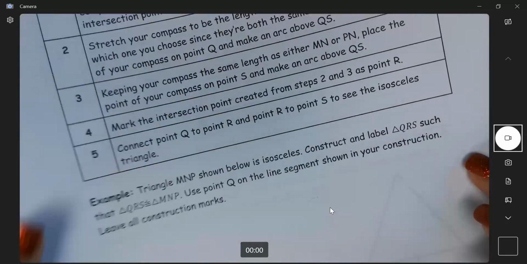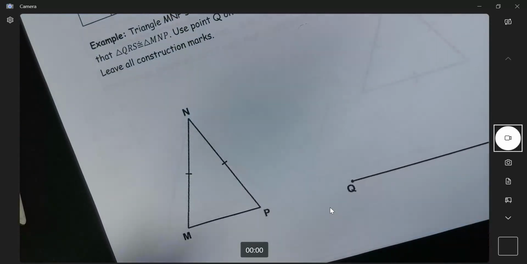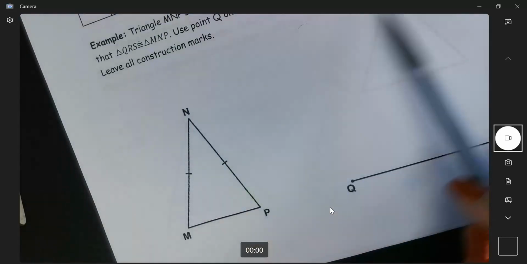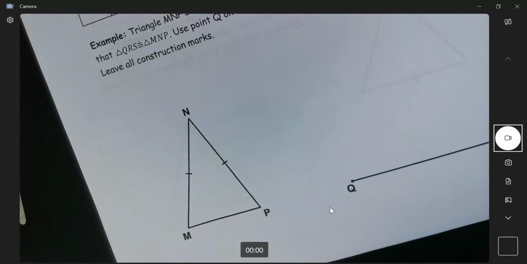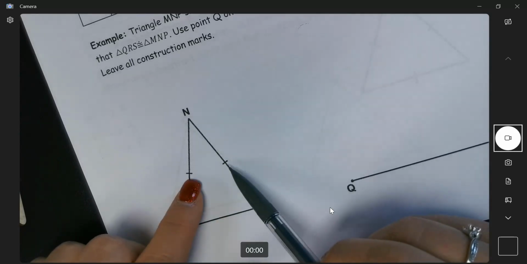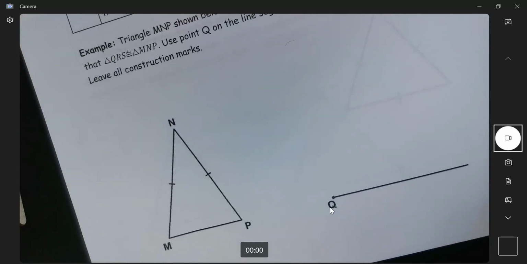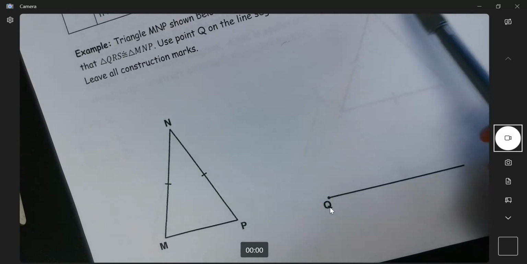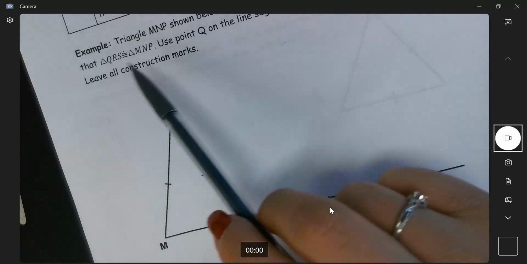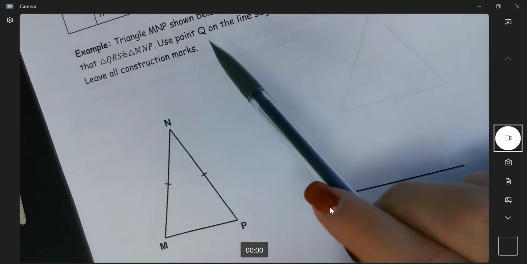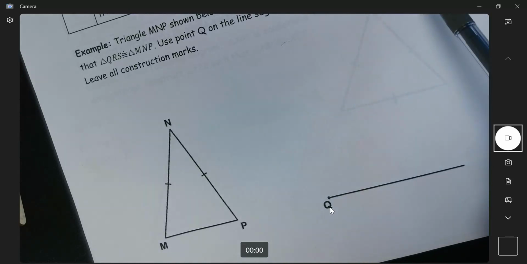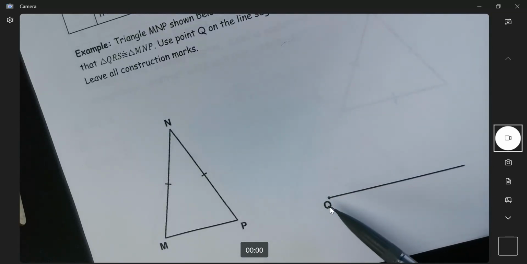So if we're trying to make an isosceles triangle, for this example, we have triangle MNP shown below is isosceles. We see here that these two sides are marked congruent. We're told to construct and label triangle QRS such that the two triangles are congruent to each other, and use point Q on the line segment shown in your construction as a starting point, essentially, and then we're going to leave all the construction marks.